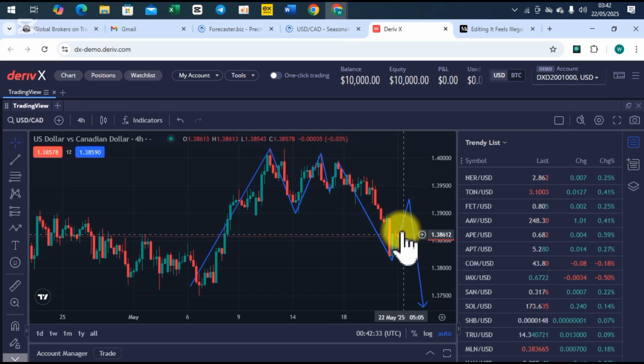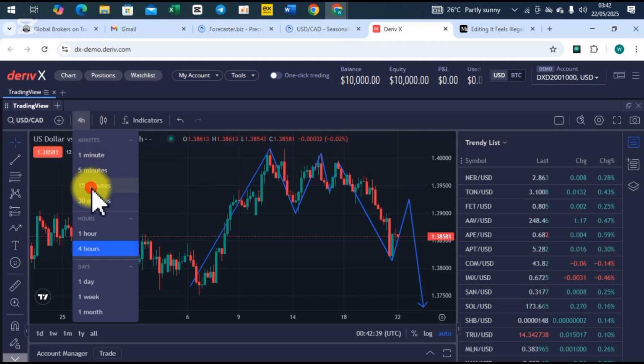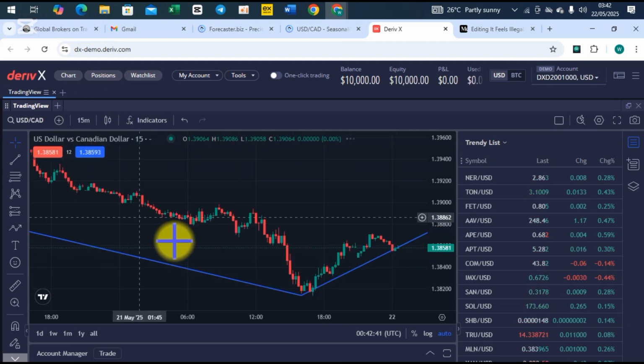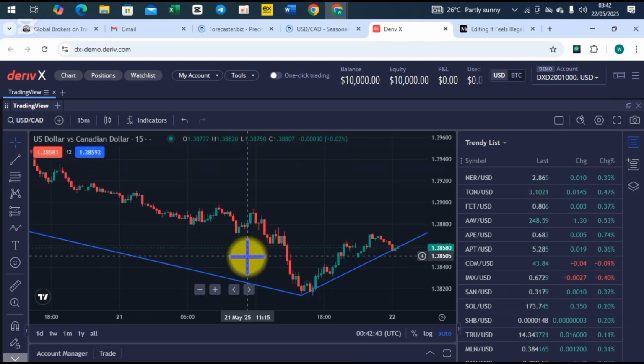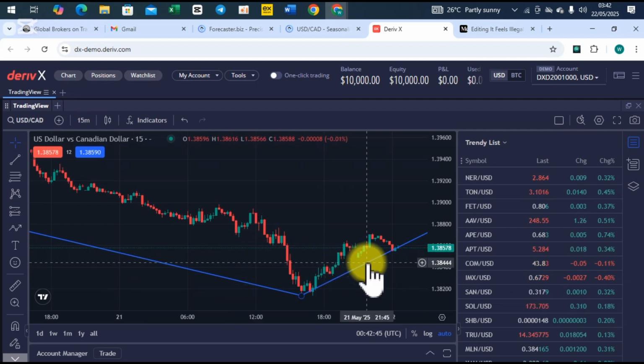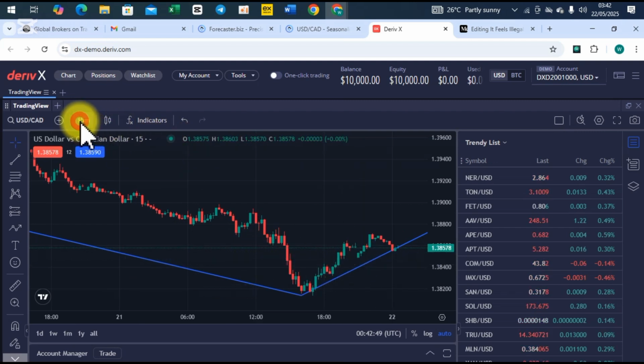You can look at any change of character, because if we are on H4, you can look for your entry on M15. Could be 5 minutes according to your entry models. If it breaks, for example, like this zone, you can begin looking for your entry, okay?